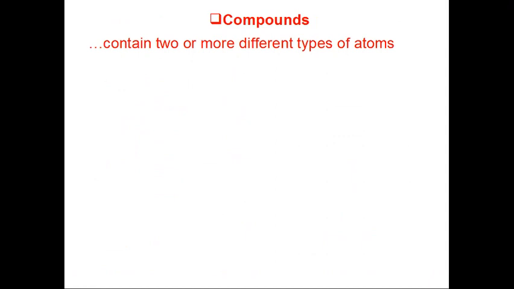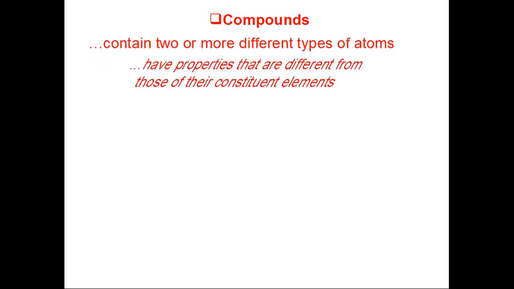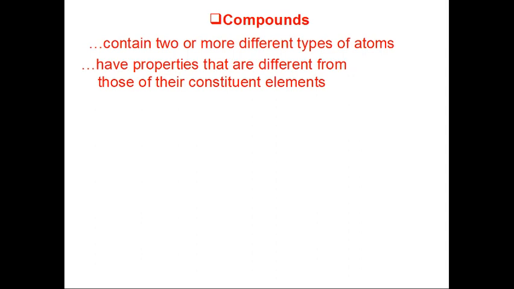Now, when we start mixing together things, that's how we get most of the things in the universe: compounds. Two or more different types of atoms. They have properties that are different from those of their constituent elements. Now, this is kind of hard to understand because if you take sugar and you take lemon juice, you mix it together, you got lemonade. You get the lemon taste from the lemons and you get the sweet taste from the sugar. But that's not how compounds work. Once you take elements and put them in a compound, they have completely different properties.